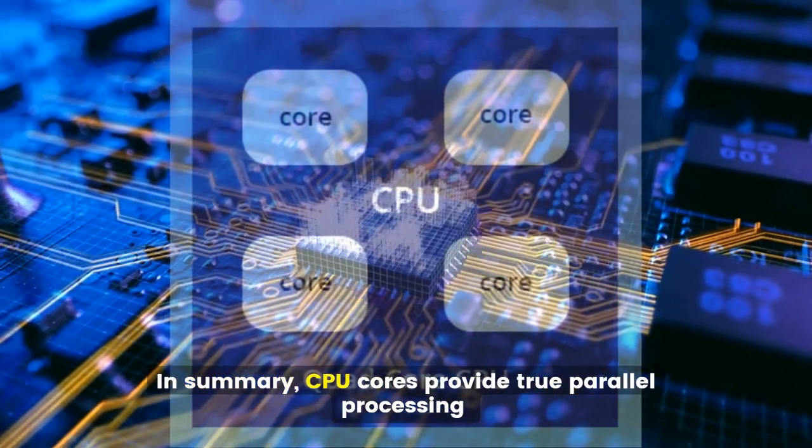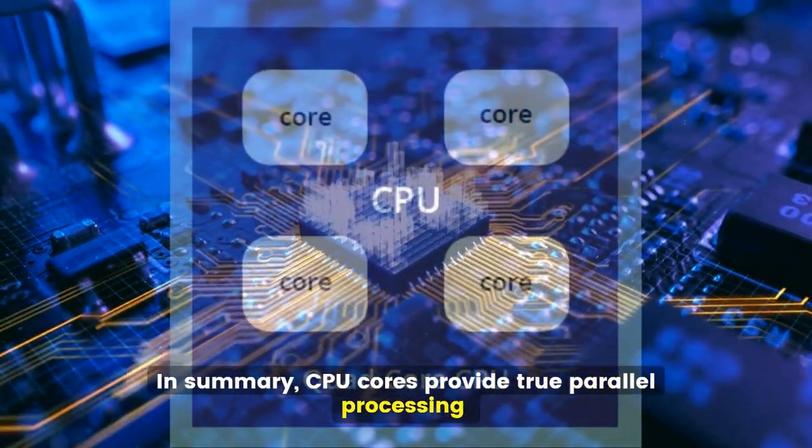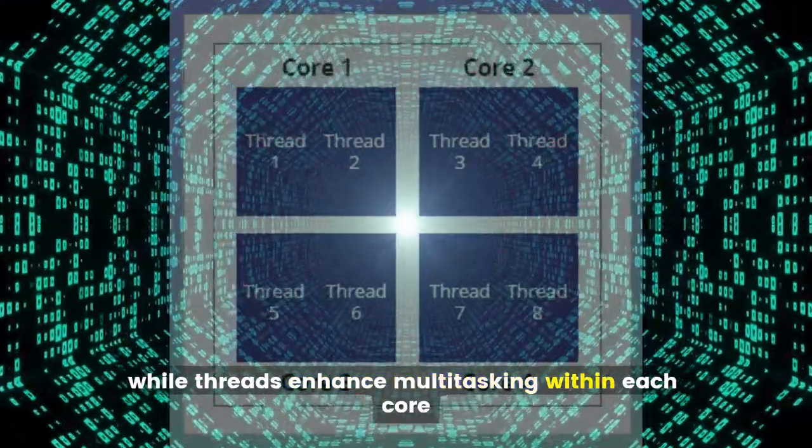In summary, CPU cores provide true parallel processing, while threads enhance multitasking within each core.